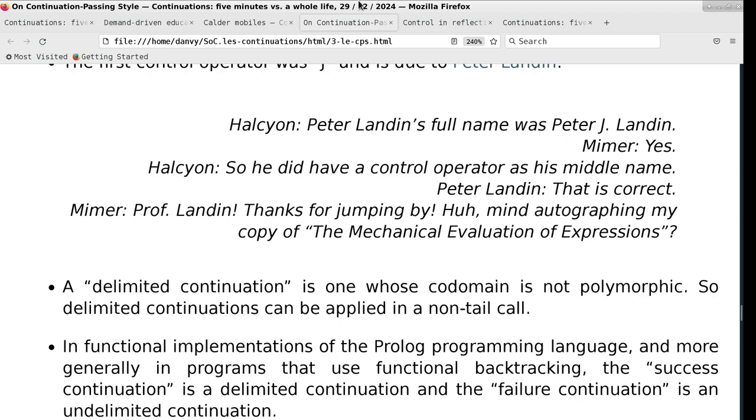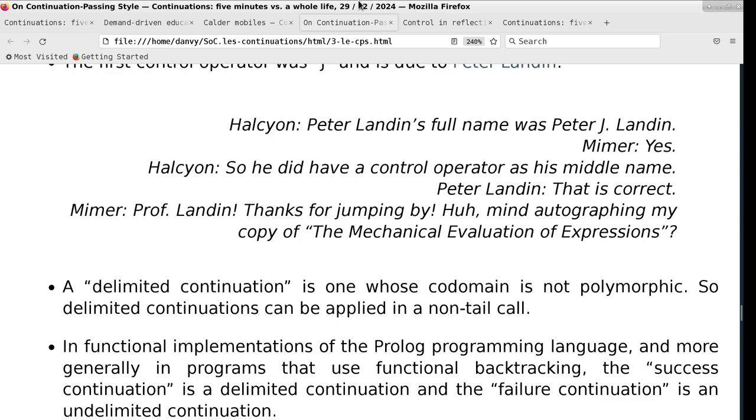Peter Landin's full name was Peter J. Landin. So he did have a control operator as his middle name. That is correct. Prof. Landin, thanks for jumping by. Mind autographing my copy of The Mechanical Evaluation of Expressions?